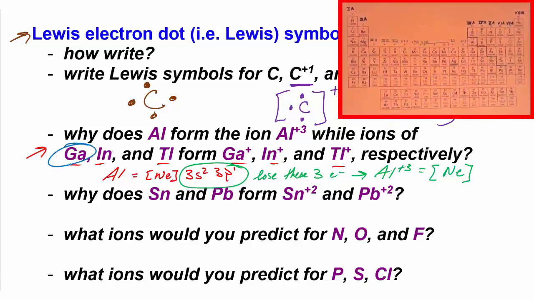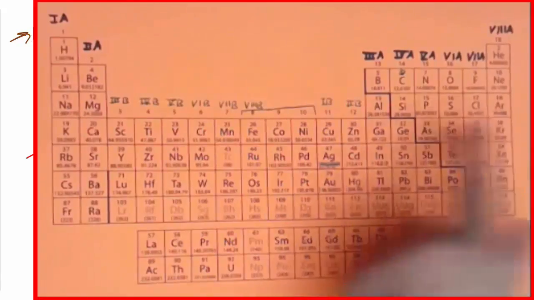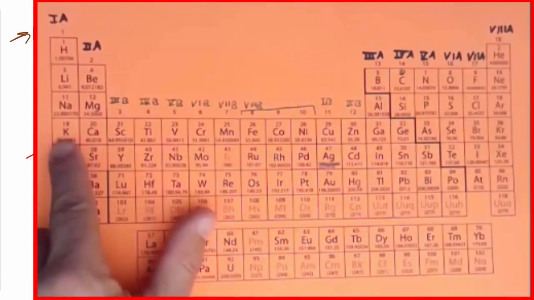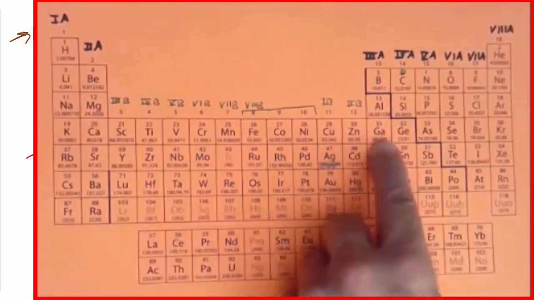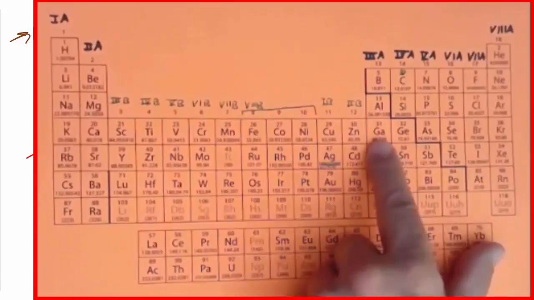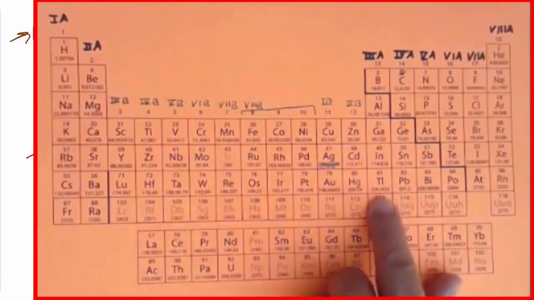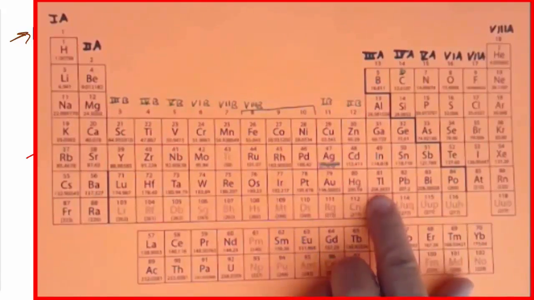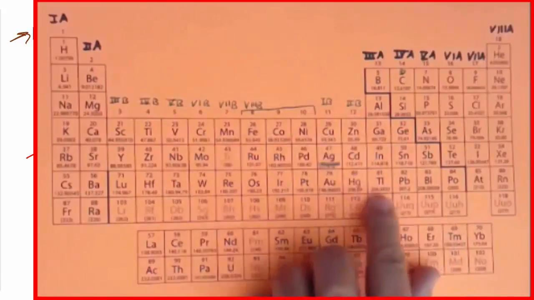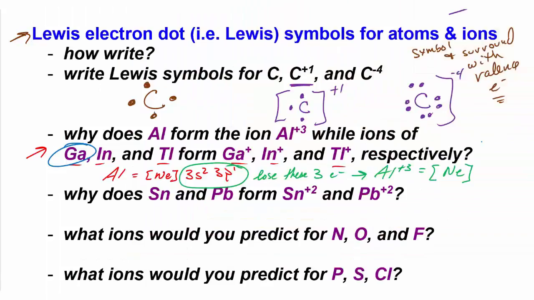So let's check out gallium. Gallium is here, noble gas core of argon. So then it would be 4s2, 3d10, 4p1. It loses this 1 electron, and then it's left with the pseudo-noble gas core. Same thing with indium and tellurium. They lose their single p electron, and they end up with the pseudo-noble gas core. So all of these end up with a +1 charge. So the reason is that pseudo-noble gas core.